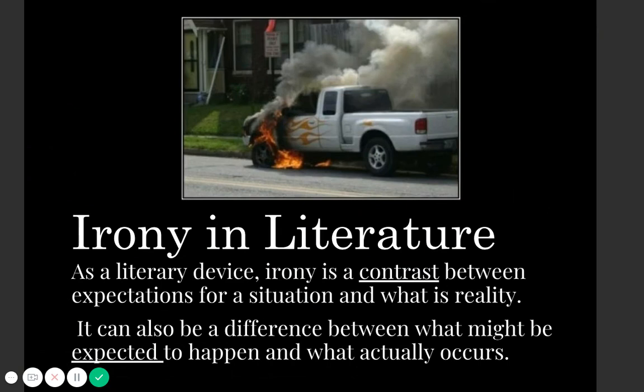What irony is, it's the literary device that shows a contrast between expectations for a situation and what is reality. It can also be a difference between what might be expected to happen and what actually occurs. So in the picture, this picture is ironic because the truck has flames painted on the side, but it is also literally on fire, which is kind of a funny, unexpected situation, but that's an example of irony.